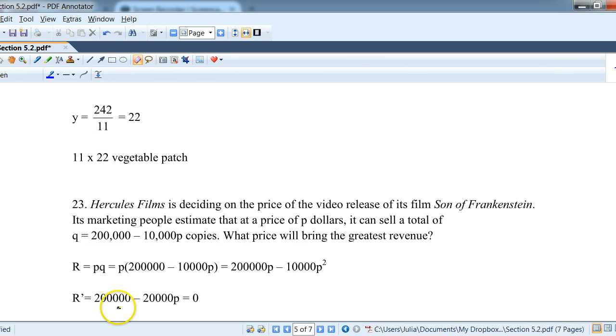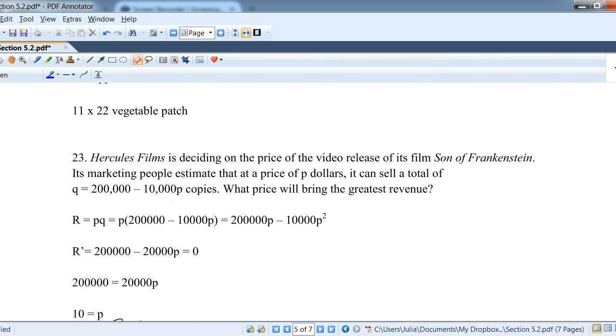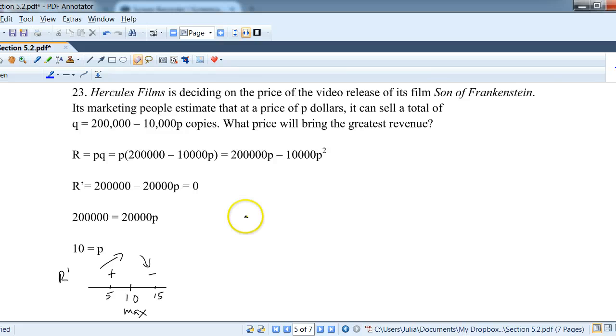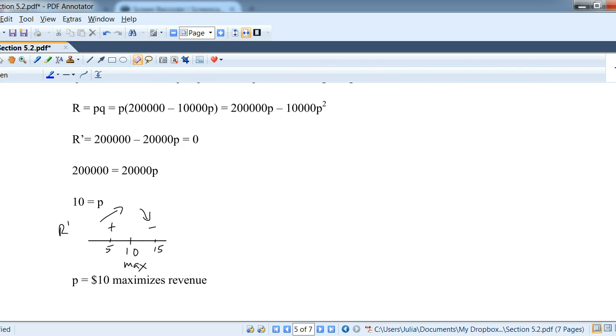And once again, you can take the derivative with respect to P, and we get P equals $10. Again, I picked something easy, 5 and 15, to check in the derivative. If it's 5, we get 200,000 minus 100,000, so it's positive. If it's 15, we get 200,000 minus 300,000, so it's negative. So we do have a maximum. So P equals $10 maximizes the revenue. Okay.